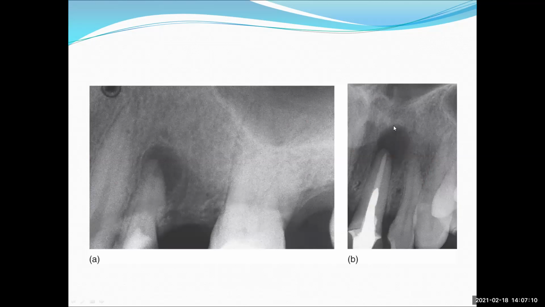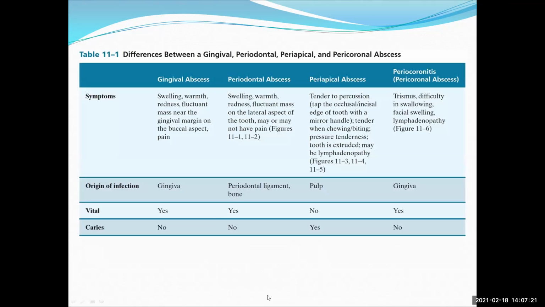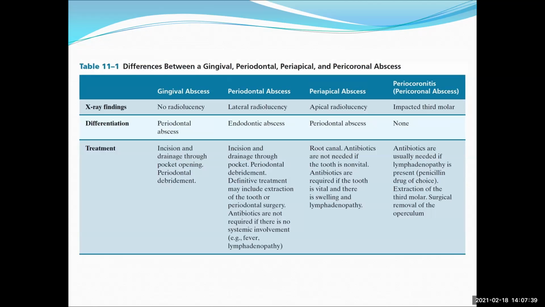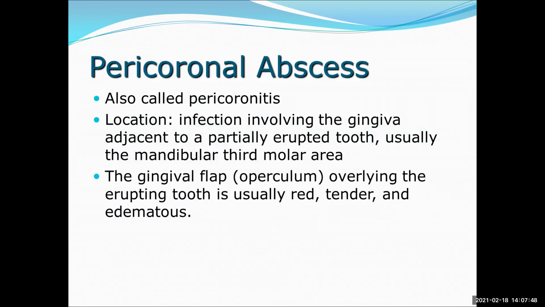Is this an endodontic lesion, a periodontal lesion, or a combined lesion? Table 11.1 gives you the criteria for each. So be familiar with that table. Everything you need to know. Gingival abscess, you're not going to see anything radiographically versus the other. Then we've got our pericoronal abscesses or pericoronitis.